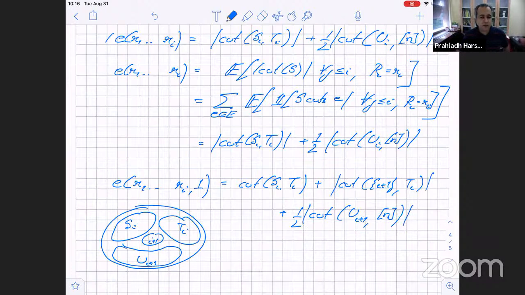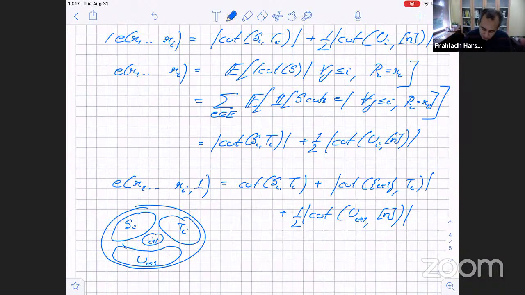Once again, the same linearity of expectation. I'm looking at the different types of edges. I'm looking at the edges whose both endpoints are within SI and TI. Edges which have one endpoint in I plus 1, that is this vertex. Out of them, if I toss heads, the edge will be cut only if I put it into T. If I put it in, this will be the number of edges I'll cut, because I'm choosing it to be in the cut. And all the remaining edges will get cut with probability exactly half.